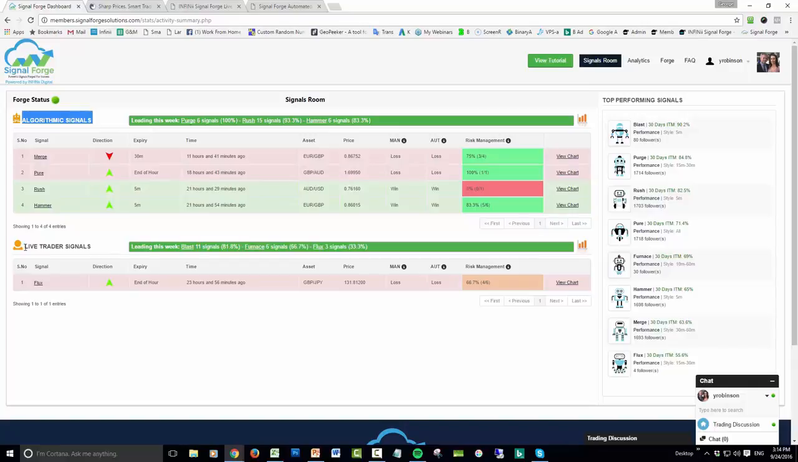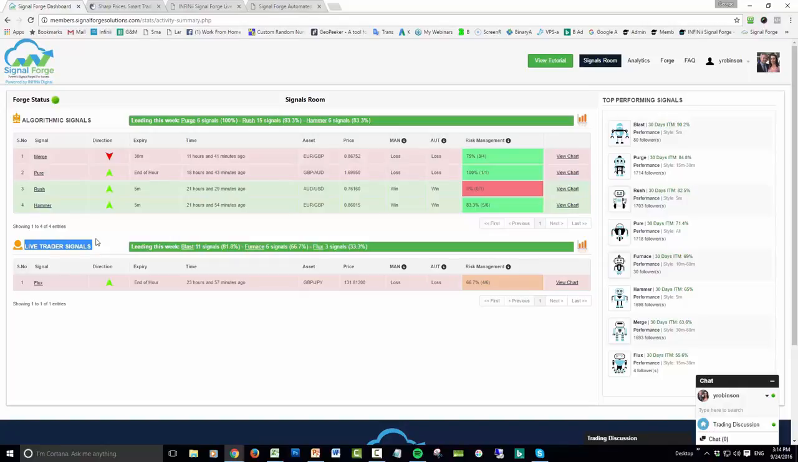Down the bottom here we've got live trader signals. Now these are actually physically people sitting behind a desk, watching the computer 24/7, and as they're placing the trades we are copycatting those trades. Now these guys have still got systems in place. They're not just placing a trade randomly because they feel it's a good thing to do at the time.